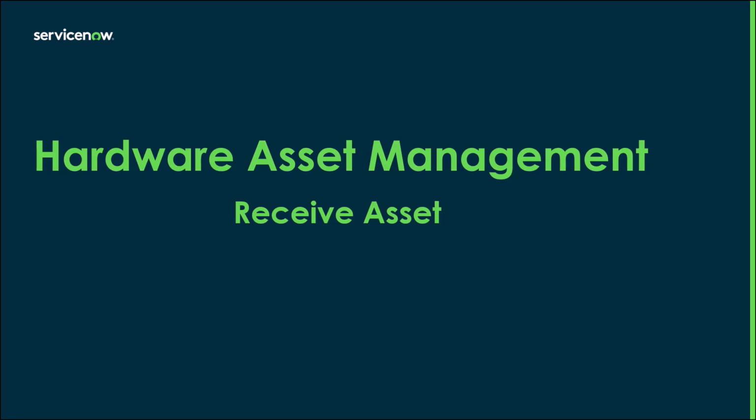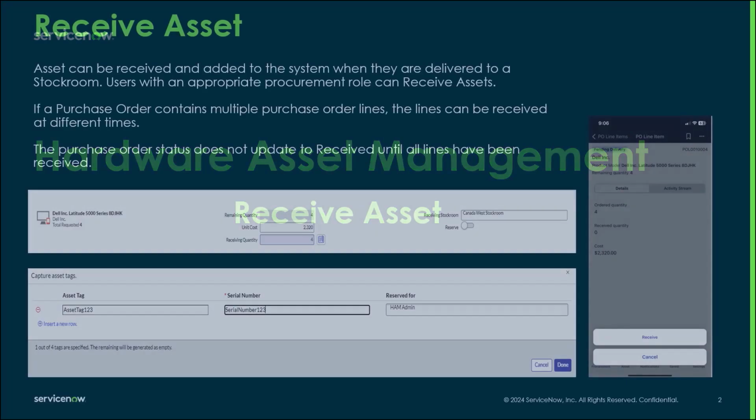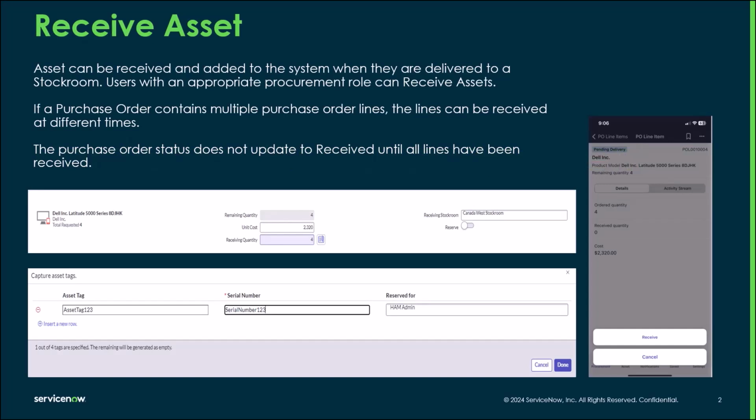Today I'm going to be talking to you about receiving assets that were ordered from a purchase order in ServiceNow. Assets can be received and added to the system when they are delivered to a stockroom. Users with an appropriate procurement role can receive assets. If a purchase order contains multiple purchase order lines, they can be received at different times. The purchase order status does not update to received until all the lines have been received.